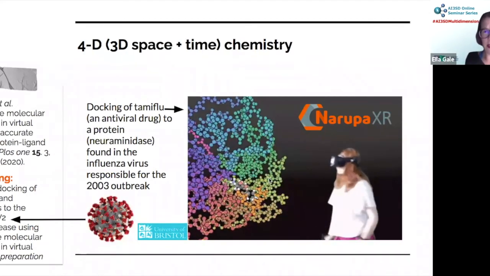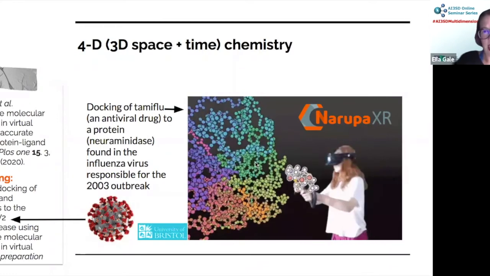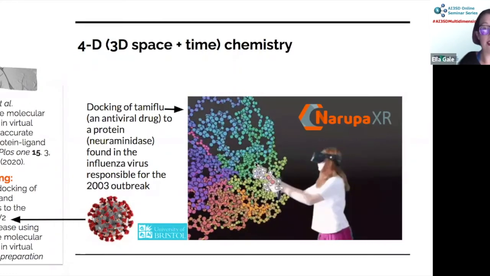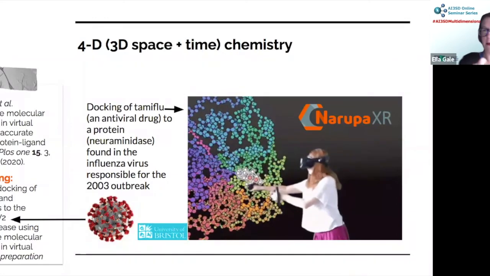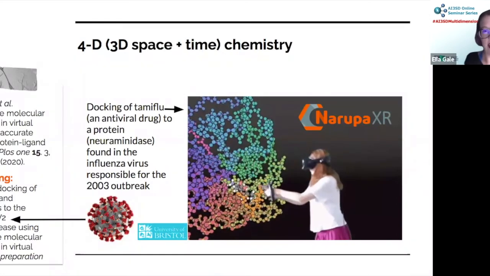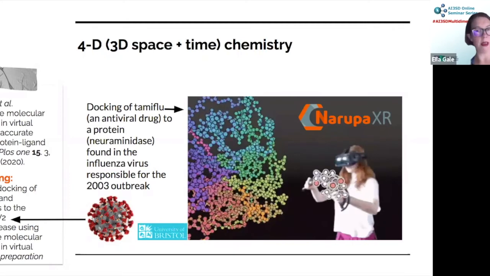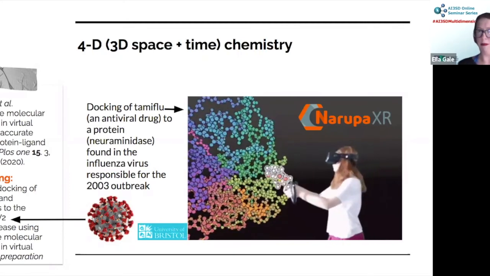Now what's going on here, I hope you can see that the atoms are moving. So this is a molecular dynamics simulation. Because she can actually see that protein in 3 dimensions and time, so this is 4-dimensional, we can start to play with 4-dimensional chemistry.